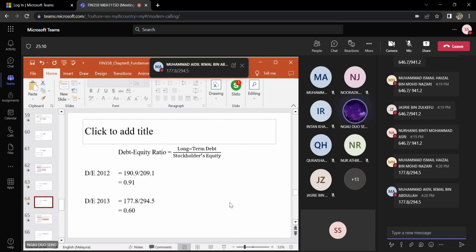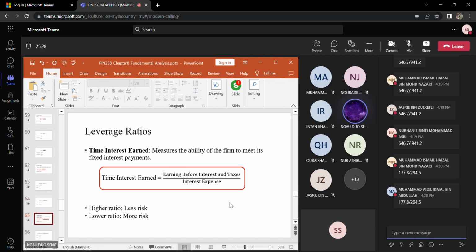Alright, so we check, we have 177.8 divided by 294.5. Alright, so we have 0.6. Again, for debt to equity ratio, we prefer lower ratio, which is year 2013. So 2013 is better. Next, we have time interest earned. It measures the ability of the firm to meet its fixed interest payment.